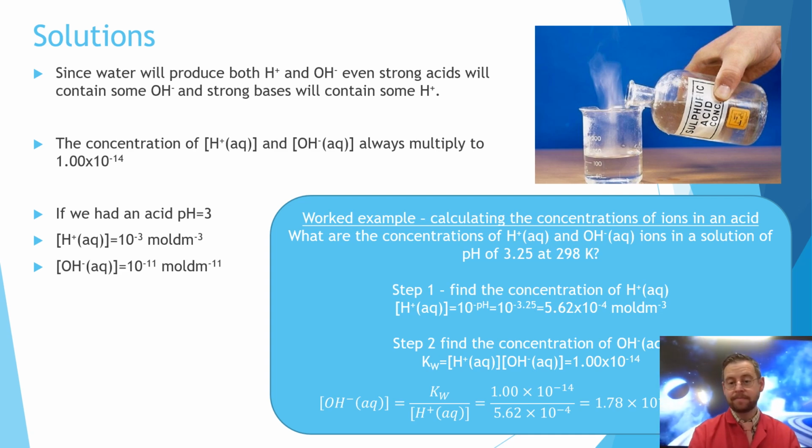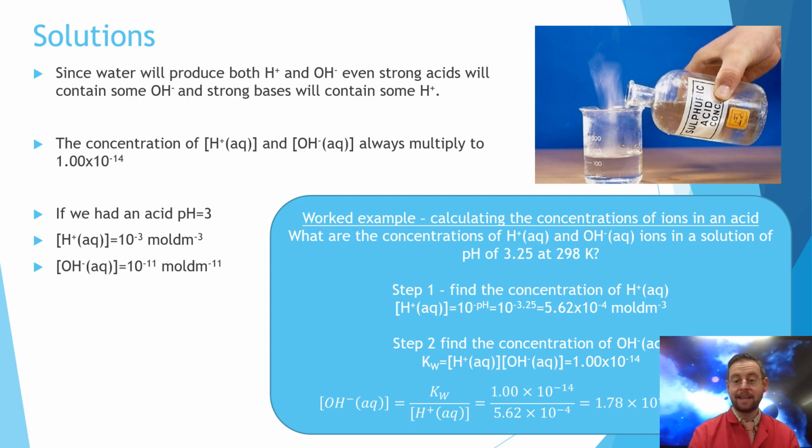Now, the final step is to work out what the concentration of the OH minus is. Now we know that the concentration of H plus multiplied by the concentration of OH minus has got to equal 1 times 10 to the minus 14. And so therefore, with our newly calculated concentration of H plus ions, we can do the simple formula of taking the ionic product of water, 1 times 10 to the minus 14, and dividing it by the concentration of H plus ions. So it becomes 1 times 10 to the minus 14 divided by 5.62 times 10 to the minus 4. And there you go, you can see the answer's calculated.